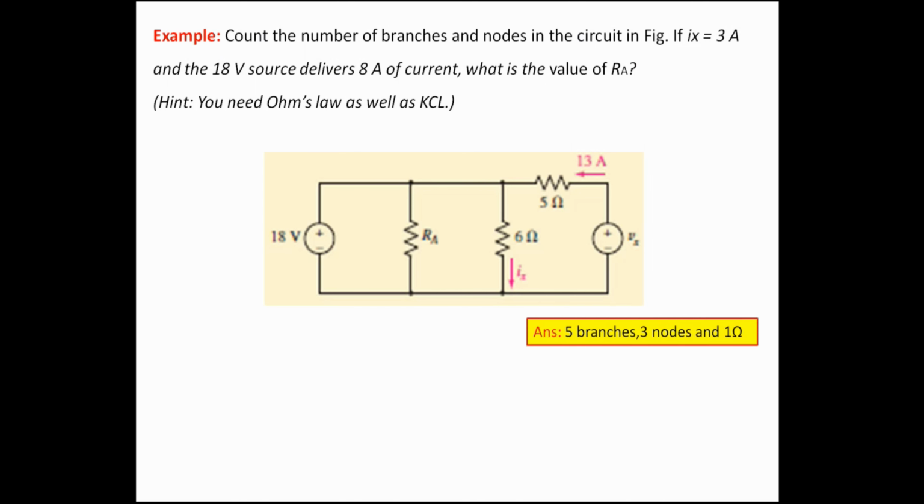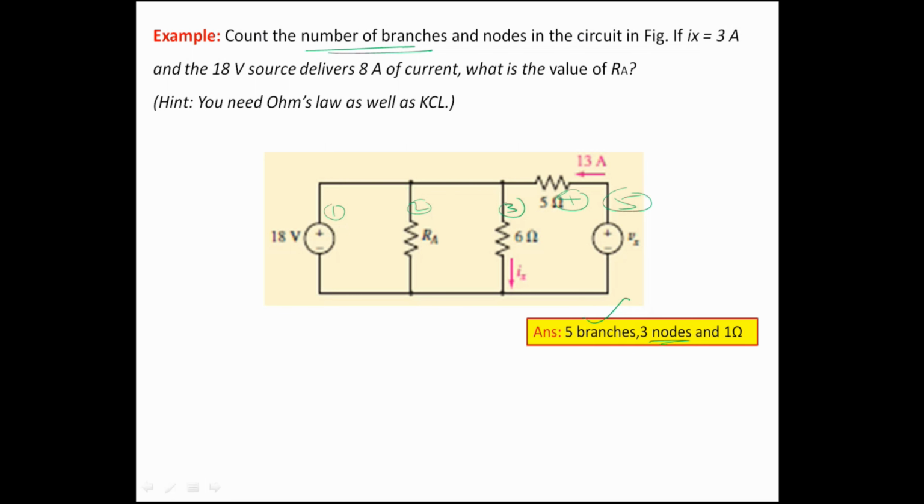So how many nodes do we have here? First, the question is how many branches. This is one branch, 1, 2, 3, 4 and 5 branches here. The answer is 5 branches. How many nodes do we have? Nodes are nothing but the junctions we have.